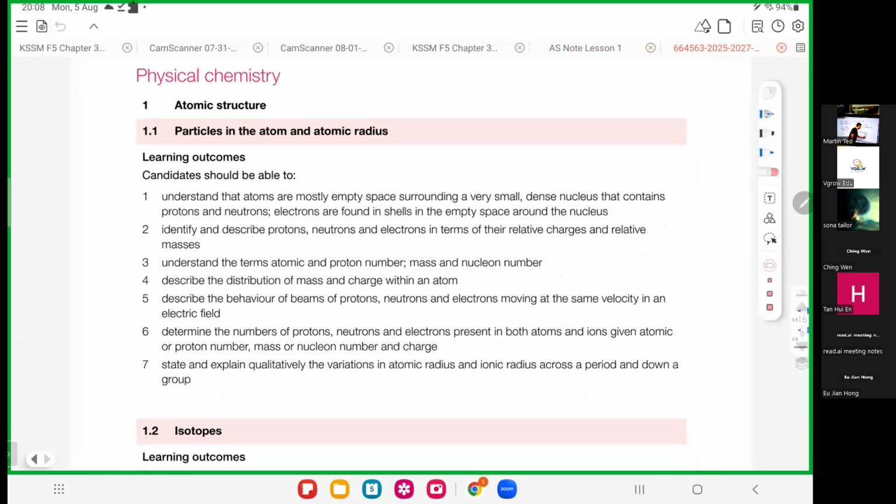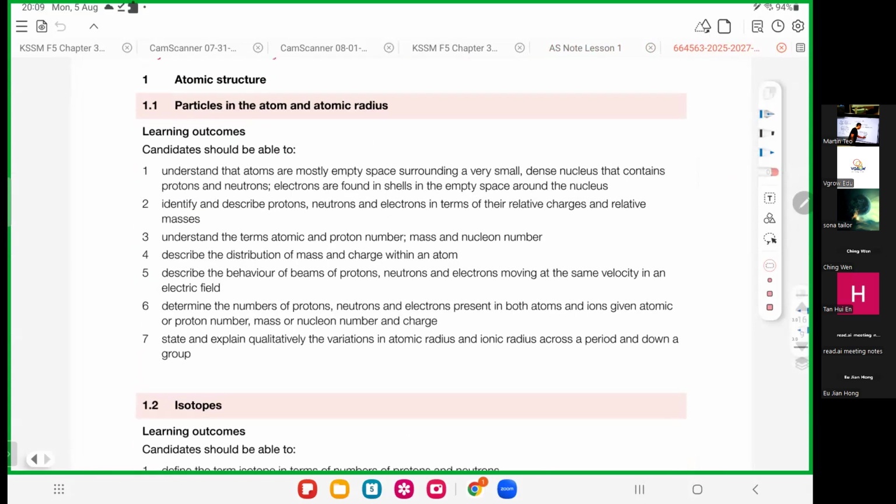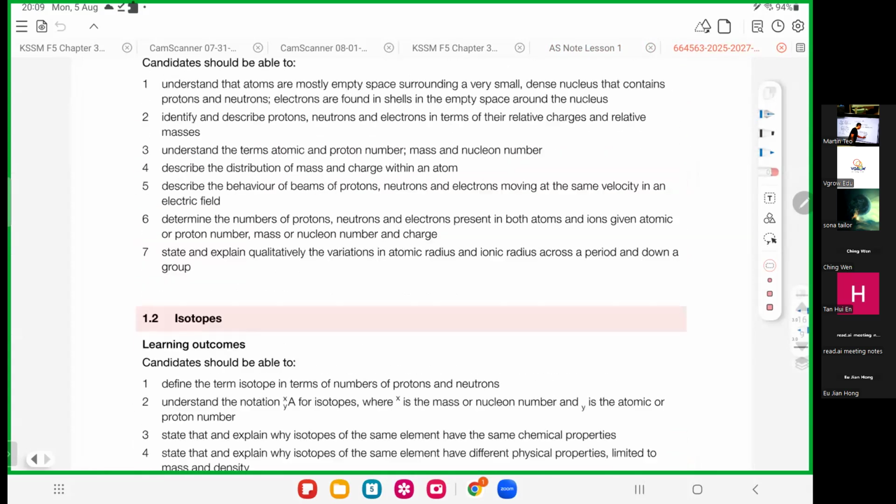If you really want to know whether you are okay or not, always ask yourself: are you able to understand that atoms are mostly empty space? Are you able to identify and describe protons, neutrons and electrons? This is like a checklist. After you complete a chapter, always refer to the learning outcomes and ask yourself whether you have achieved the desired outcome. Do you really know what you need to know? This is very important.